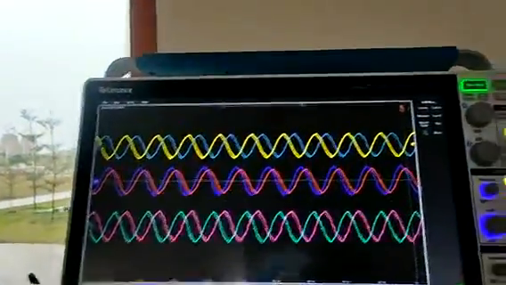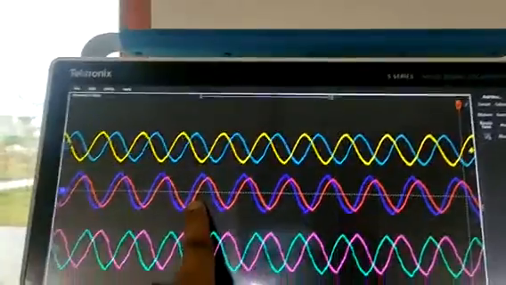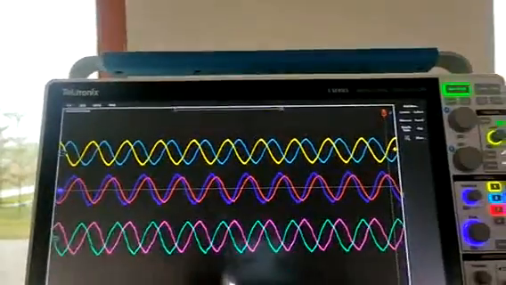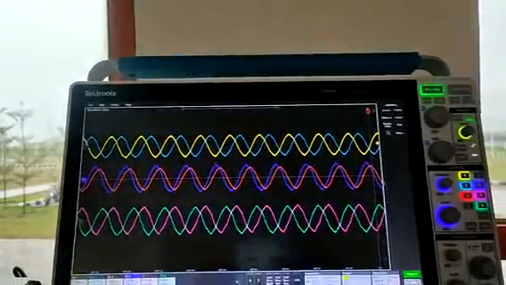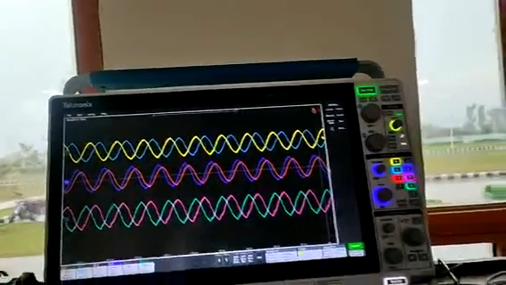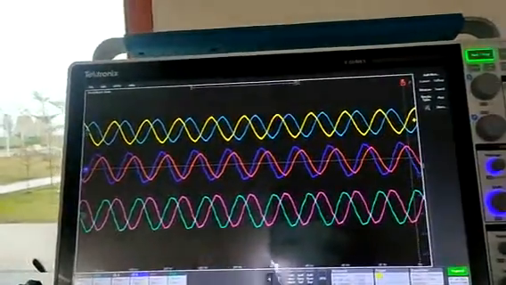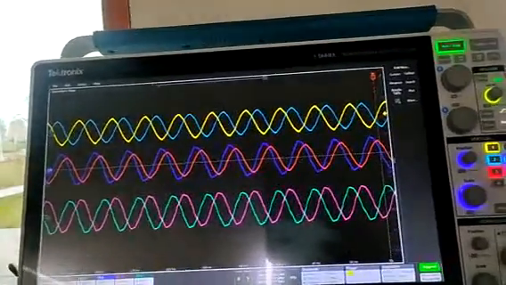Now you can see that the IQ reference I have changed. This is the phase voltage which I am taking as a reference, and this is the current which is changing, as you can see here. By changing the IQ reference, you can see how the current is shifting. Now the IQ reference I have changed a lot, so you can see how the current is shifting as compared to the previous one.